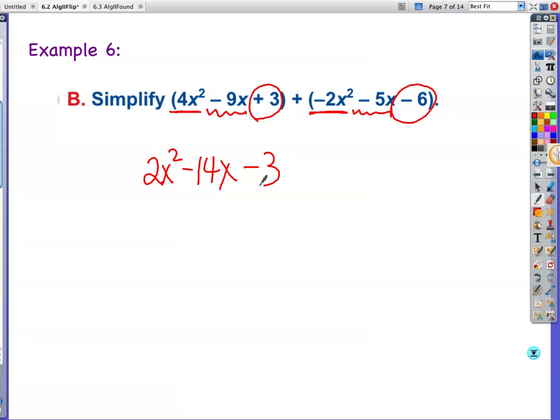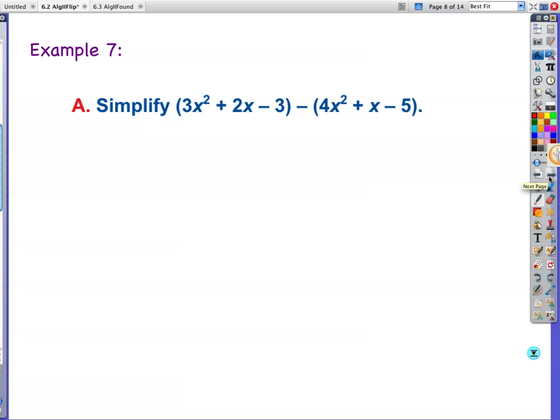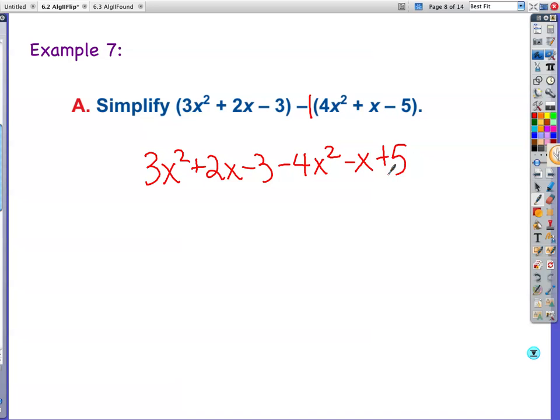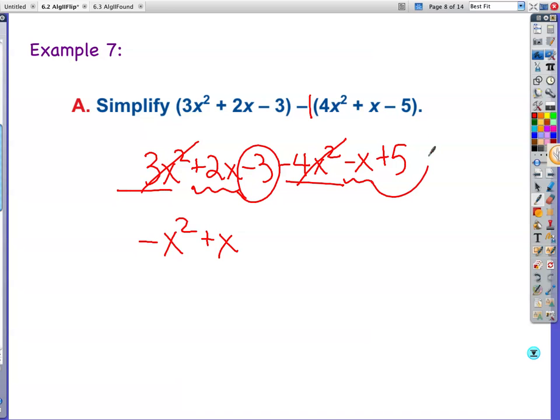Okie dokie. Example 7. Oh, I've got that minus in there again. So I have to take -1 times everything in this parenthesis. I'm going to rewrite so you can see it. So now I have -4x squared, negative 1 times x, I have negative x. Negative 1 times negative 5 is plus 5. All right, combine like terms. I have negative 1x squared. I have a 2x minus x, which is x. And then I have negative 3 and positive 5, which gives me plus 2.